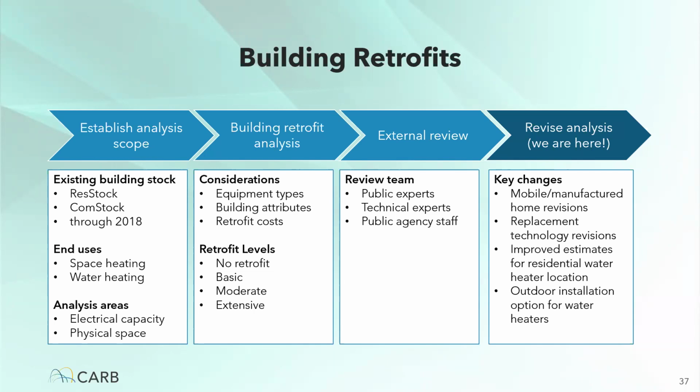After our initial analysis, we consulted public experts, technical experts, and public agency staff. And then based on their feedback, we updated our approach. So some of the key changes that we've made include refining panel capacity estimates for mobile and manufactured homes, revising assumed technology replacement rates, and improving water heater retrofit estimates using new ResStock data on current water heater installation locations.